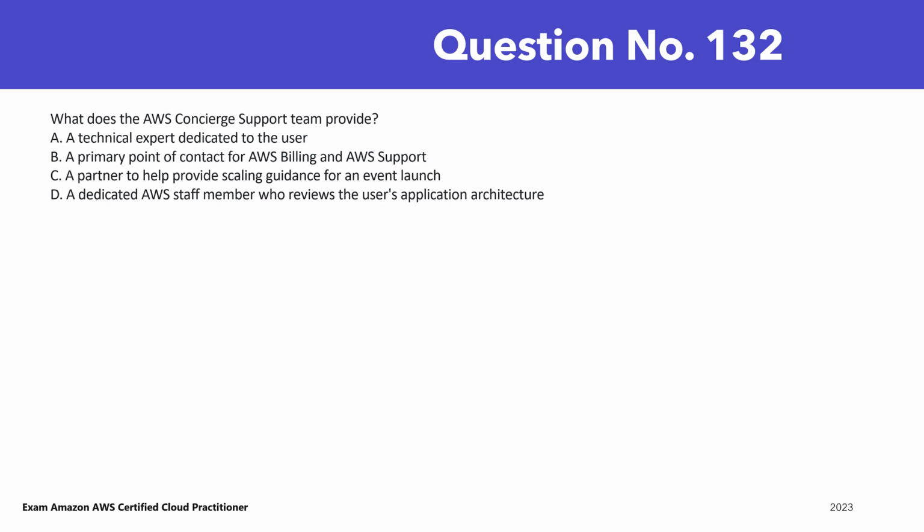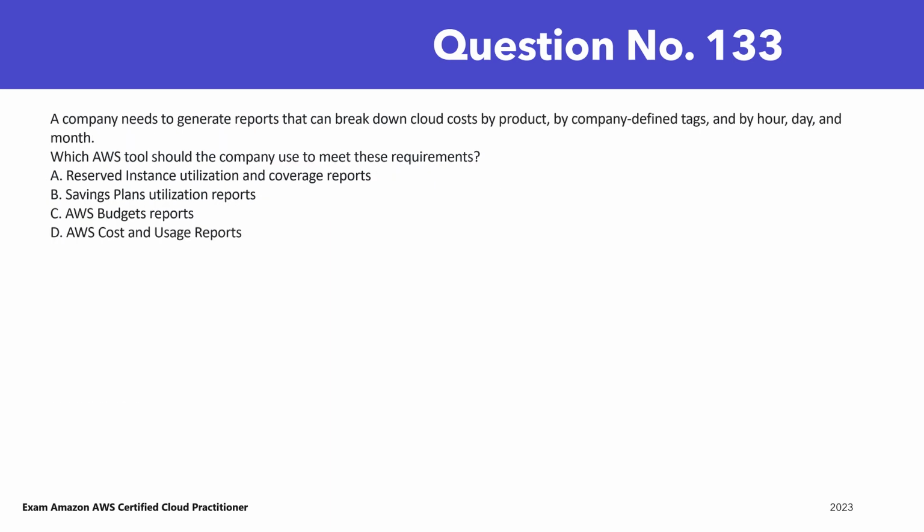What does the AWS Concierge Support Team provide? A. A technical expert dedicated to the user. B. A primary point of contact for AWS billing and AWS support. C. A partner to help provide scaling guidance for an event launch. D. A dedicated AWS staff member who reviews the user's application architecture. Correct answer, A.